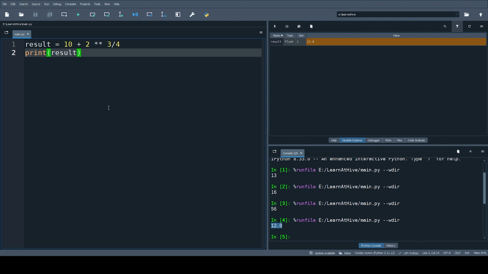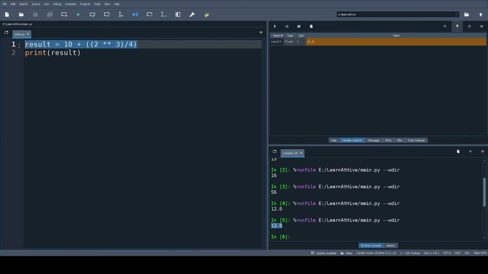Instead of memorizing the entire precedence table, use parentheses to make your code readable and avoid mistakes. So if we do something like this here, it will be better for us. And it's still 12, but we just preserved its structure. They are the same, but we made it more clear and readable.